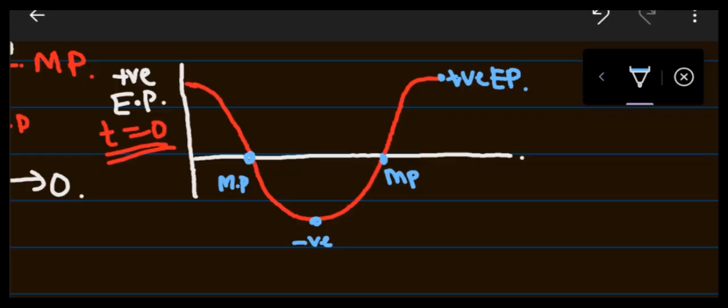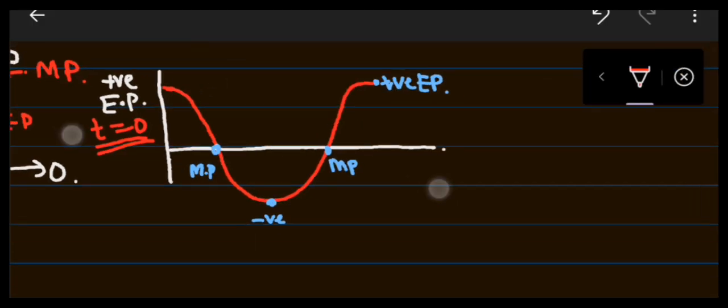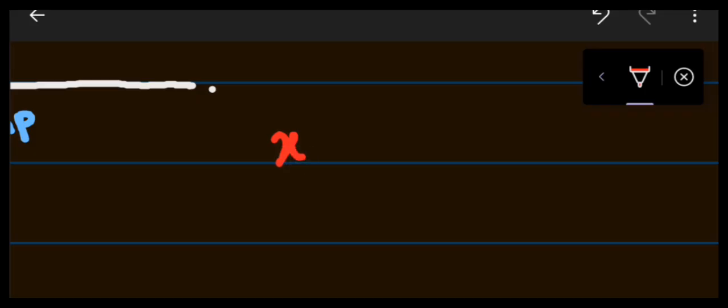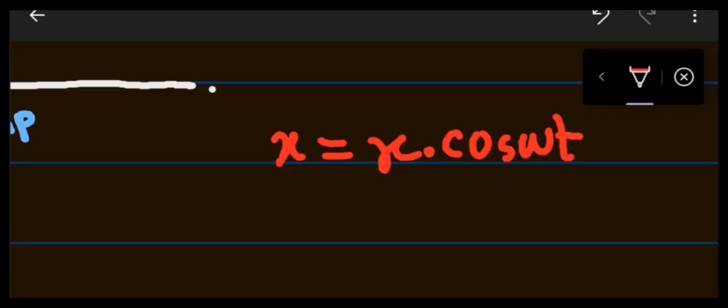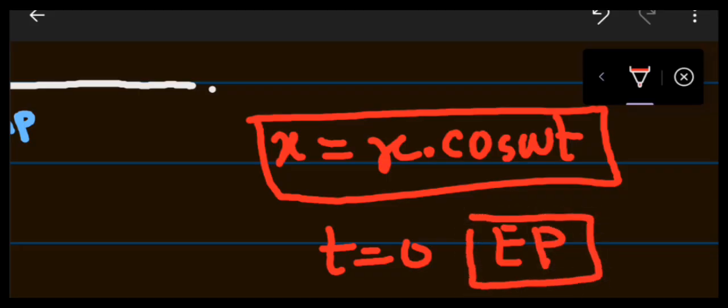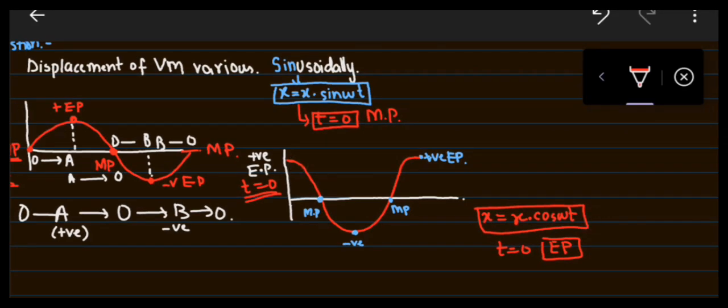Here you can see if I have started a cycle from the positive x extreme point, I'll complete it to the positive extreme point. So this is basically a graph, and according to this graph, what will the equation be? The equation of the sinusoidal will be x is equal to x naught cos omega t. Why is it cos? Because here the time was equal to 0, but it was at the extreme position, that's why we are using cos omega t.